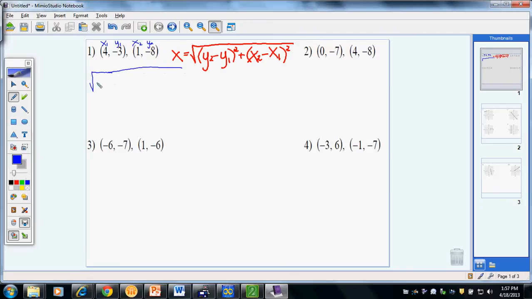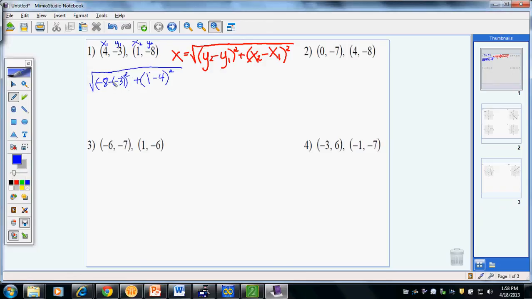y2, which is negative 8, minus what we have for y1, which is negative 3. Okay? We're going to square this and add it to what we get when we subtract x2, which is 1, minus what we have for x1, which is 4, and square it. So again, because we know that a negative times a negative equals a positive, and don't forget, we do our parentheses first, and then we'll deal with the exponents. Please excuse my dear Aunt Sally, right?